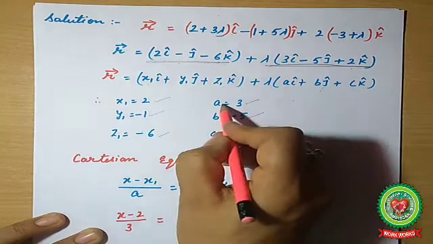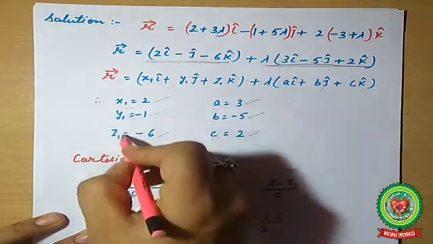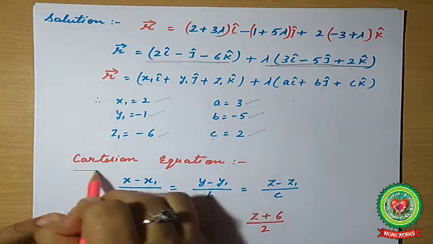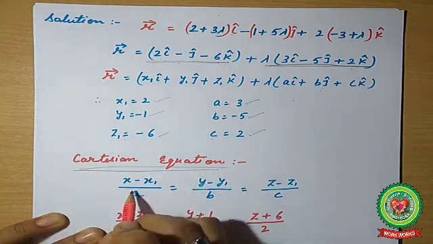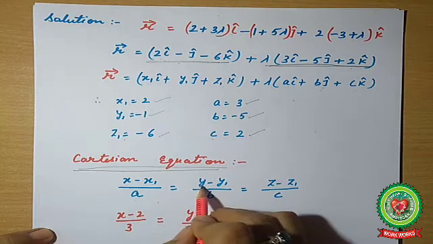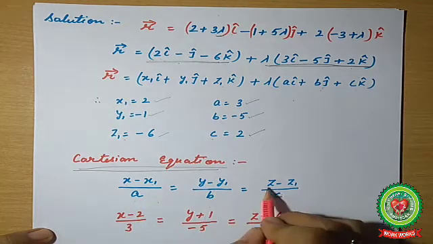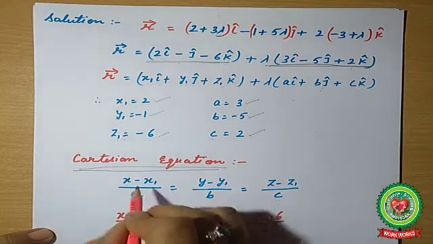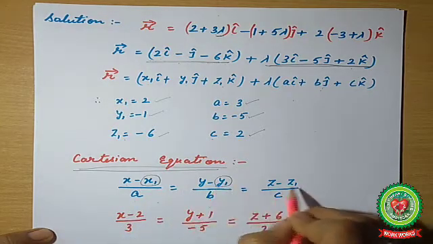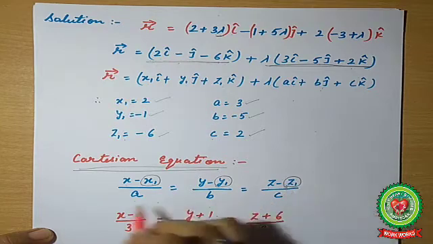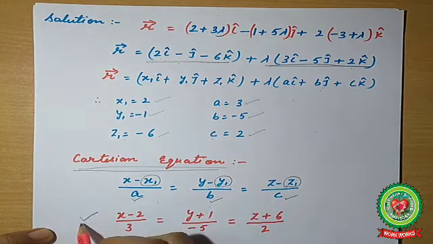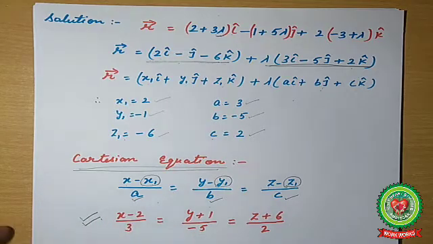Now the direction ratios and the passing-through point are there. We know the general form of the Cartesian equation: x minus x1 upon a, equals y minus y1 upon b, equals z minus z1 upon c. Now we put in the values of x1, y1, z1 and the same values of a, b and c, and we have the Cartesian equation.